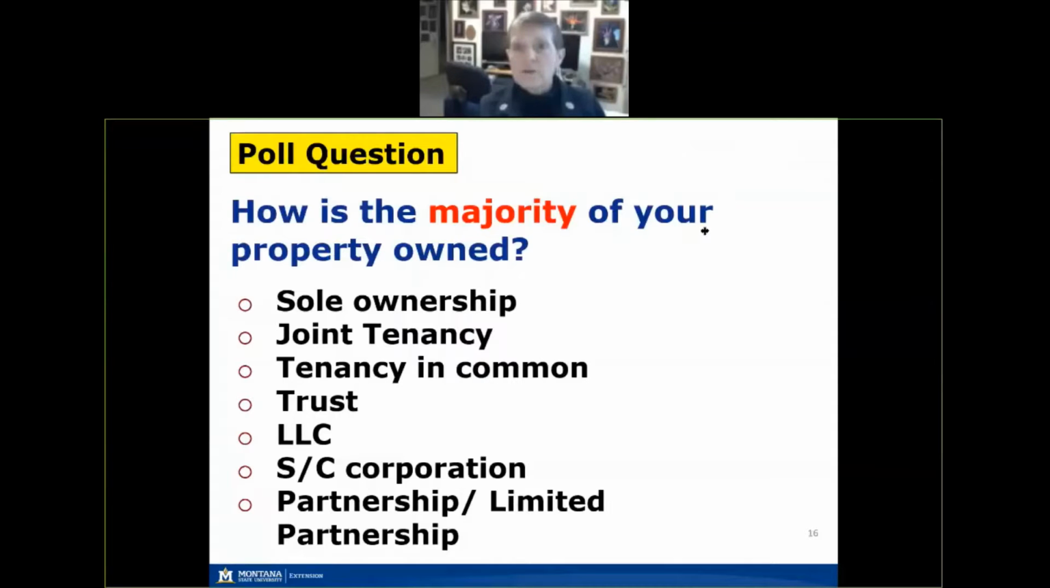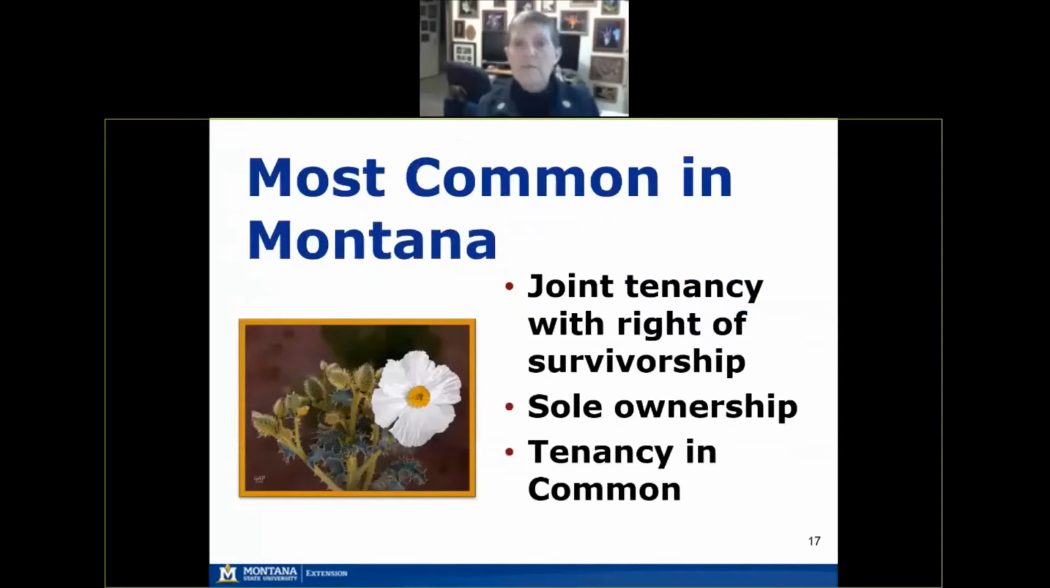Okay, so not a bit surprising to me is that I find joint tenancy is the most popular. It's 36% of you, and then we have 21% that have sole ownership. And look at that, we do have a few people that have a tenancy in common. And I've actually done meetings where I ask that question, and nobody holds their property as a tenant in common. So let's move on. See, in Montana specifically, it is joint tenancy, then sole ownership, and then tenancy in common.